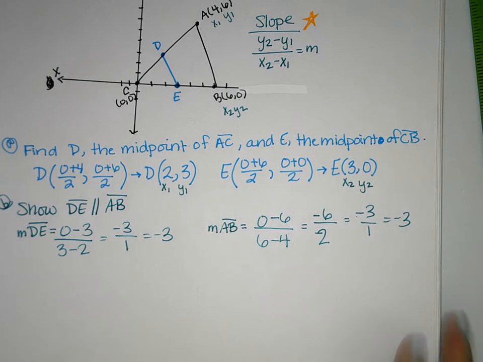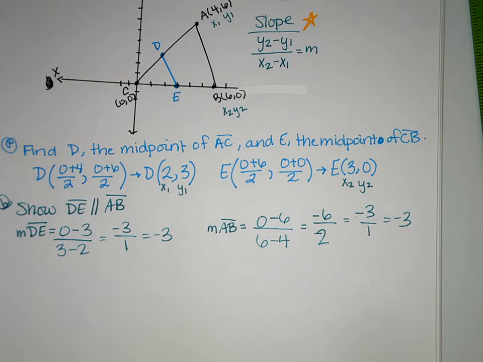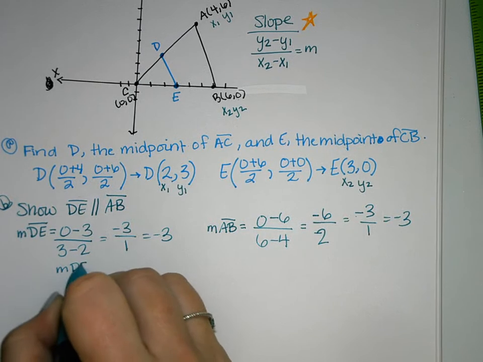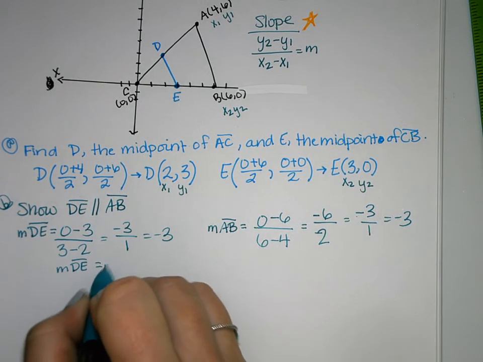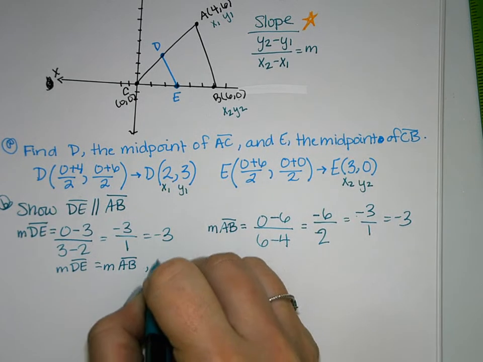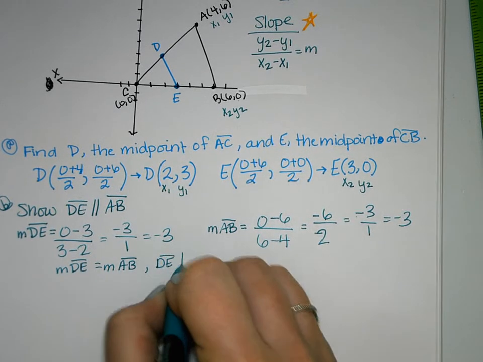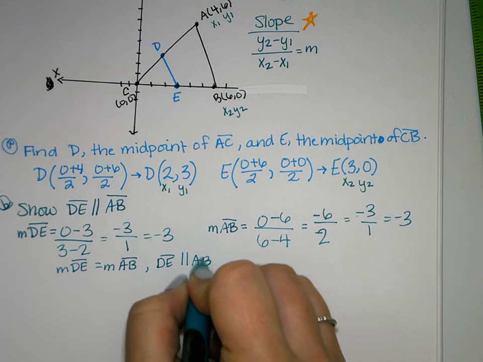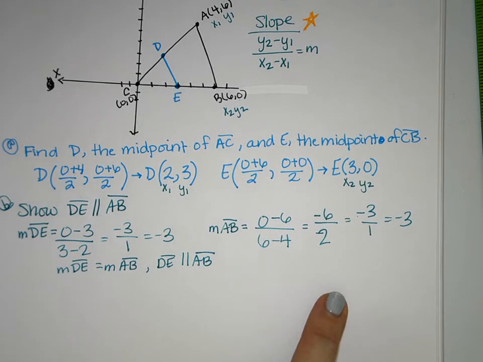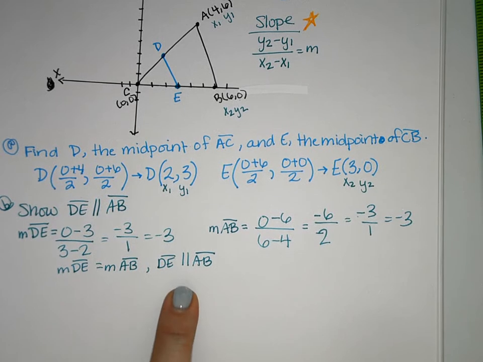So are the slopes the same? Yes. So then we can say, since the slope of DE is equal to the slope of AB, DE is parallel to AB. That's all there is to showing two lines are parallel. You find the slope of each line and then show that they're the same so that you can say they are parallel.